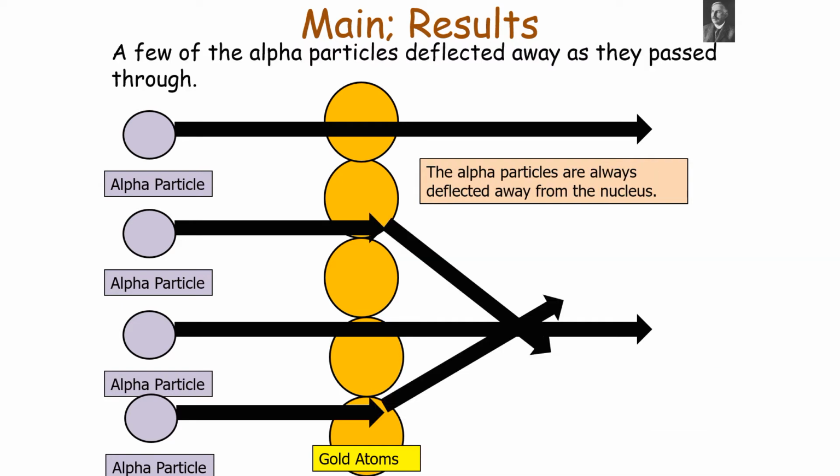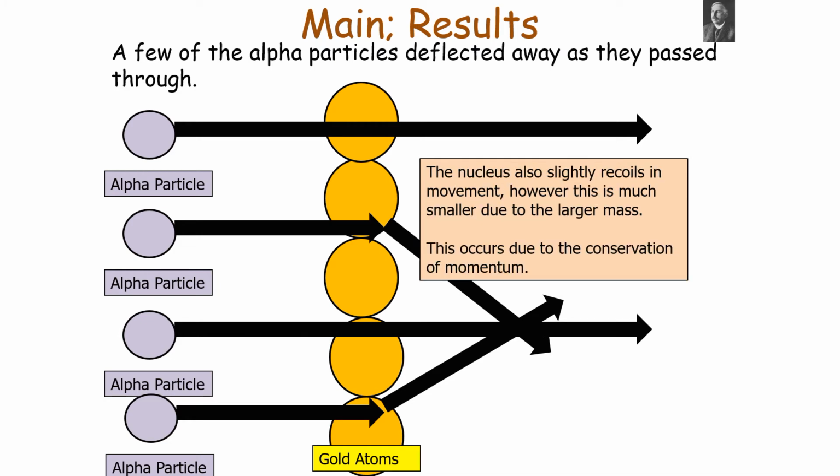Now a few of the alpha particles, as they passed through the gold atoms, deflected away from the atom as they passed through. Now they were deflected away from what we now call the nucleus. Now the nucleus also slightly recoils in this movement. However, this is much smaller due to a larger mass, so this is called the conservation of momentum.